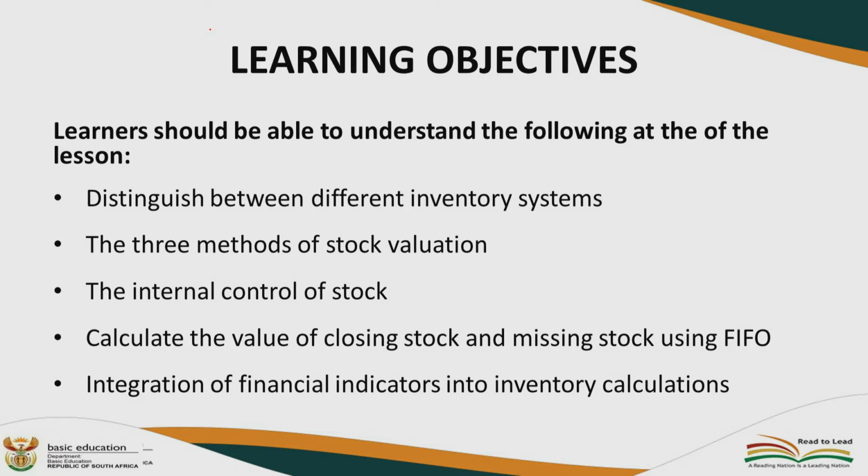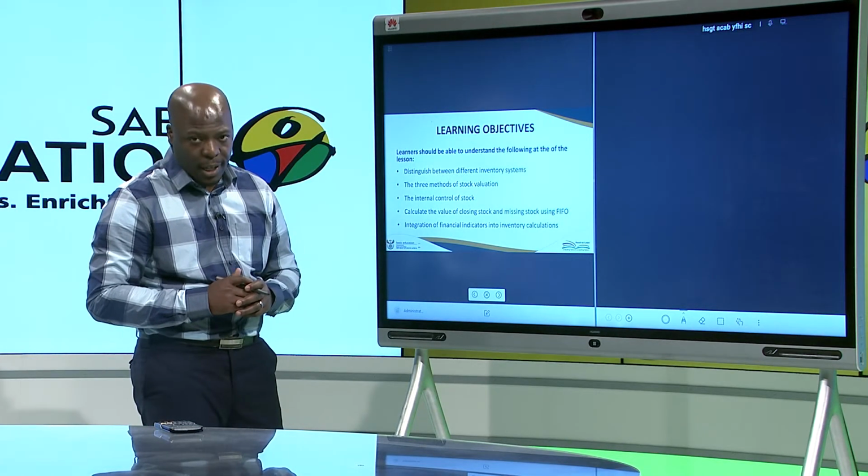In this particular lesson, here are the objectives that we are going to cover. Number one, we are going to distinguish between the inventory systems. Then we are going to go on to the inventory valuation methods. Also, we are going to do internal control of our inventory. And then we are going to calculate the value of our closing stock. In this particular session, I'll only concentrate on your first in, first out method, all right? And then I'm going to integrate our inventory valuation together with the financial indicators.